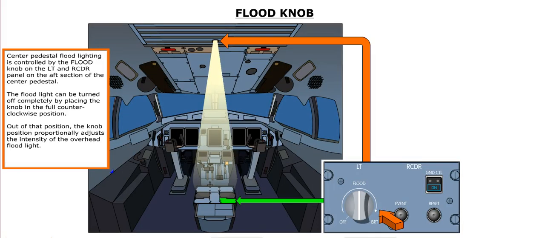Center pedestal flood lighting is controlled by the flood knob on the light and recorder panel, on the aft section of the center pedestal. The flood light can be turned off completely by placing the knob in the full counterclockwise position. Out of that position, the knob position proportionally adjusts the intensity of the overhead flood light.